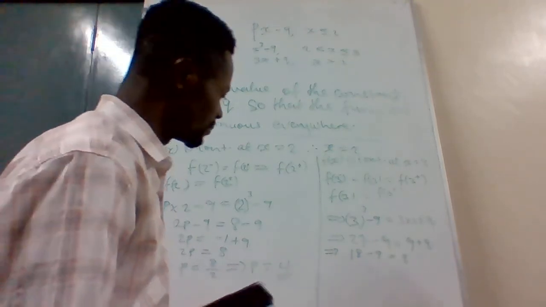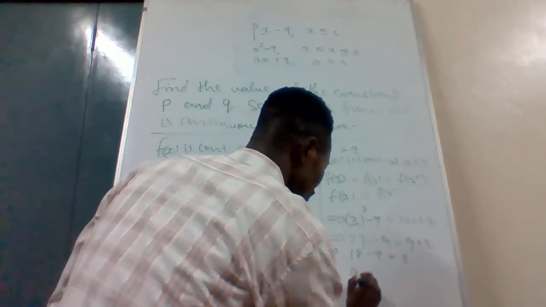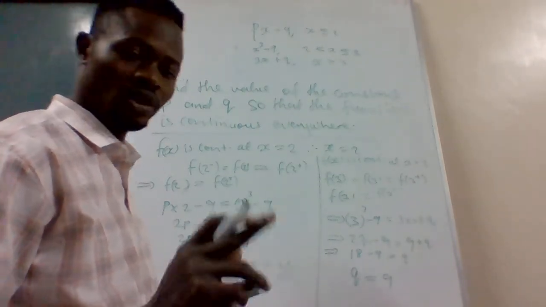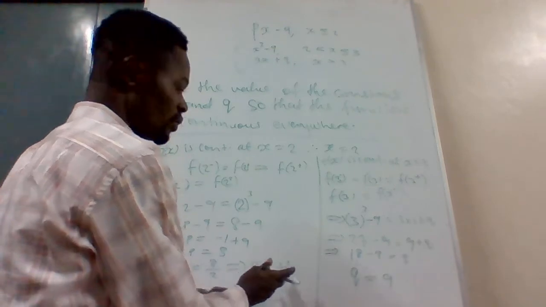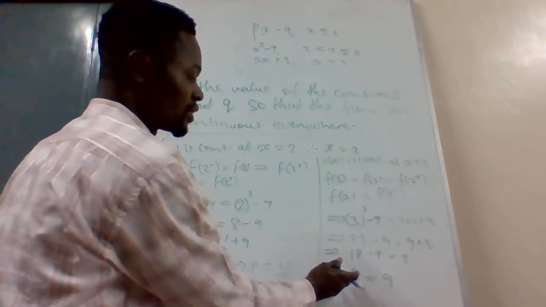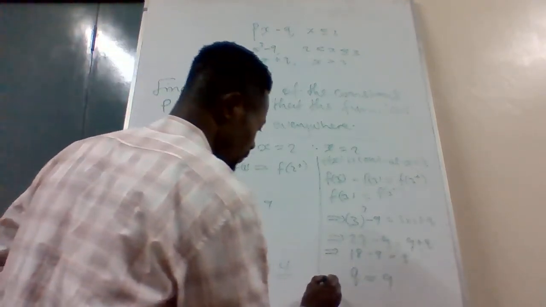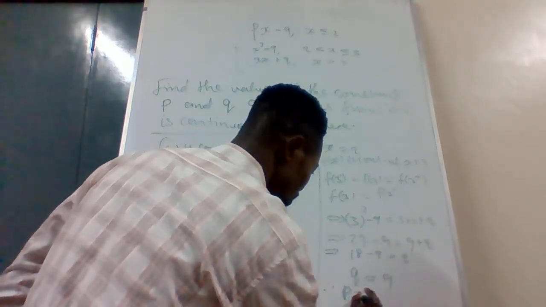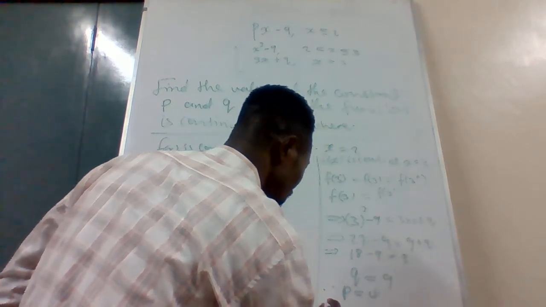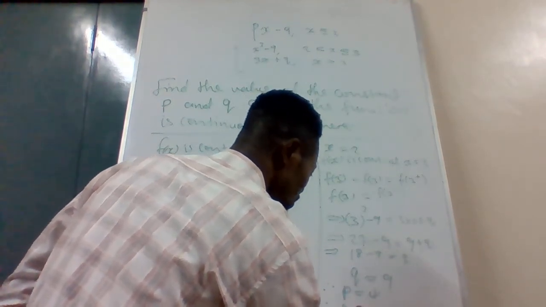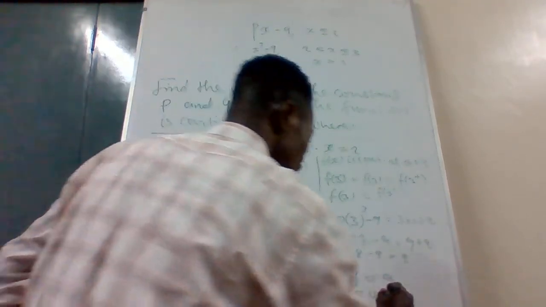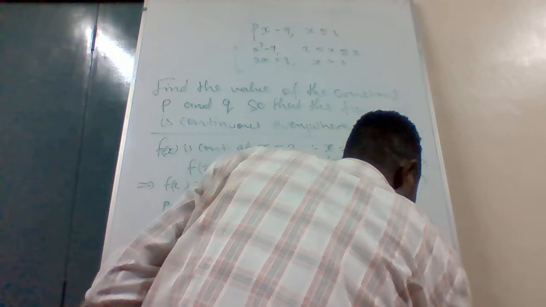So therefore, q is equals to 9. And we are good to go in that, because our value for p was 4 and our value for q is 9. So therefore, we can conclude that the value for p is equals to 4 and the value for q is equals to 9, meaning that this function is continuous everywhere.